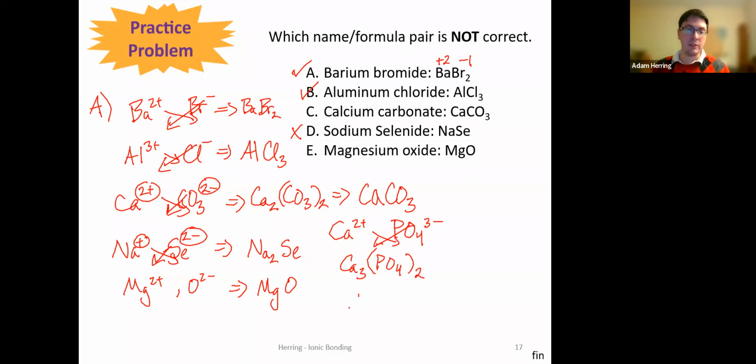Without the parentheses, it would look like this. And now it is unclear. It makes it look like we have 42 oxygens as opposed to 2 phosphate groups.